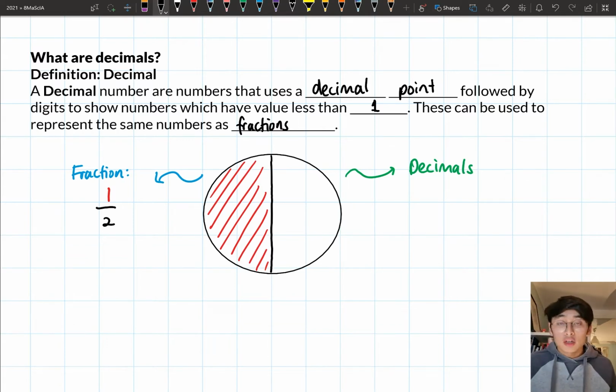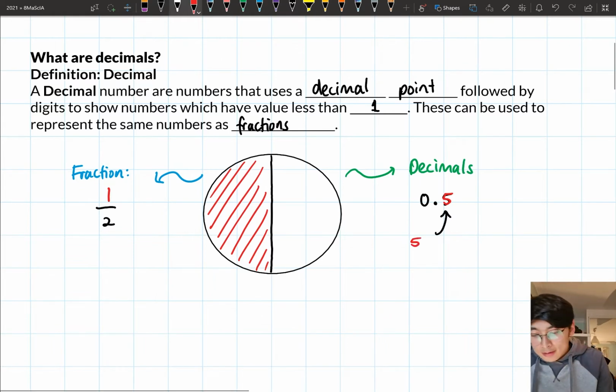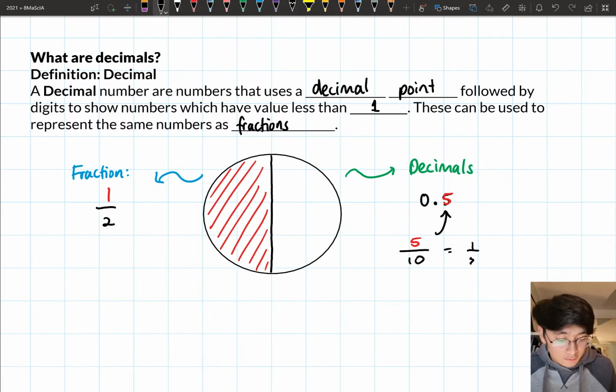So instead, we're going to say that this as a decimal is actually 0.5. The reason why this is 0.5 is because this 5 here, any number after the decimal point, represents numbers which have value less than 1. This 5 here represents 5/10, 5 out of 10. And 5 out of 10 is just the same thing as a half. So decimals are used to represent the same numbers as fractions, just written in a different way. Anything after the decimal point represents numbers which are less than a whole.